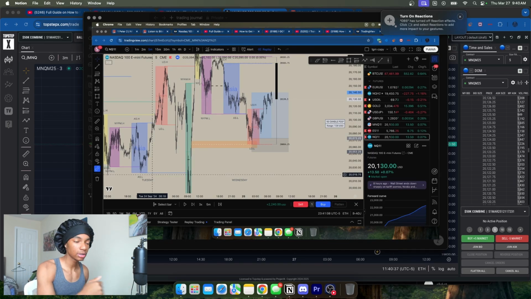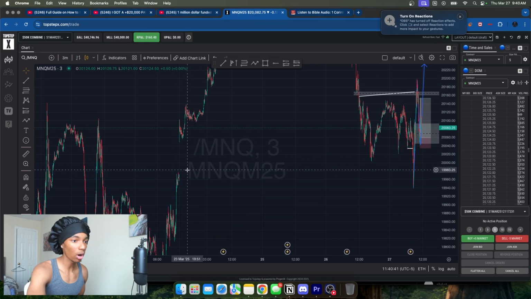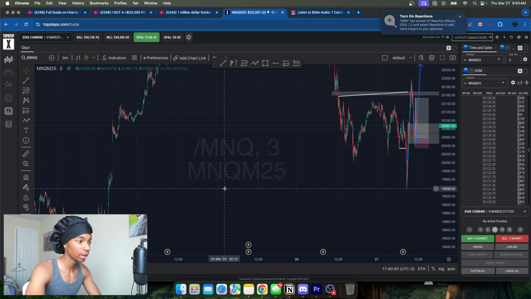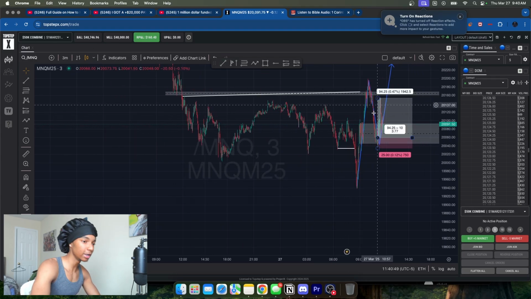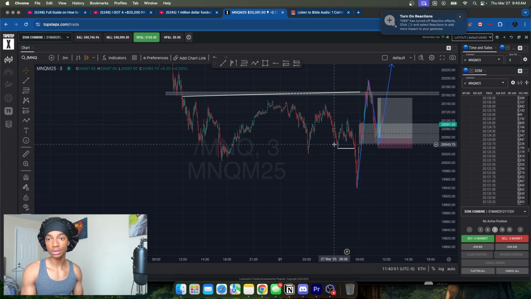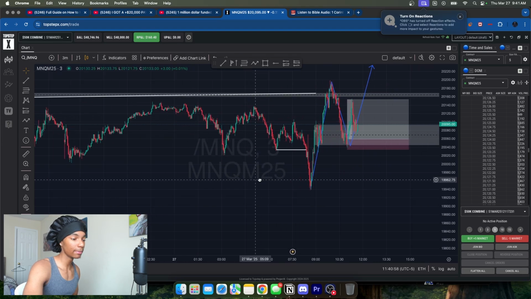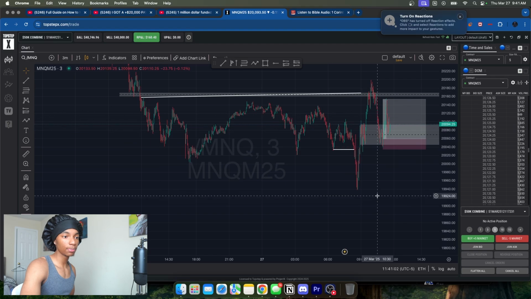I told them that I was expecting a dip into this NWOG right here. We had a dip and we swept liquidity over here. Then we had a dip in this NWOG, and after that we had a V shape that showed us a reversal is coming in, and that we could be looking for buying pressure. This allowed me to catch this pullback and push up.